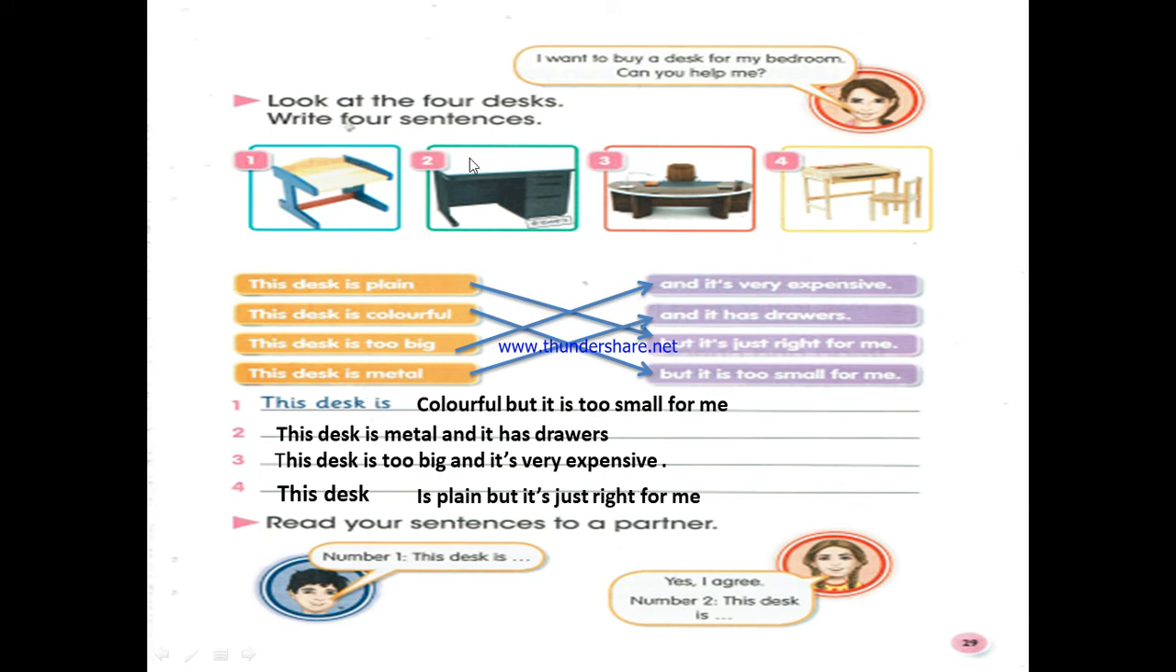This one is colorful. This one is metal. This one is very big. And this one is plain. It's so easy. Okay? Do this in your notebook, in your book, please. I will see this in your lesson on Thursday. Okay, يوم الخميس.